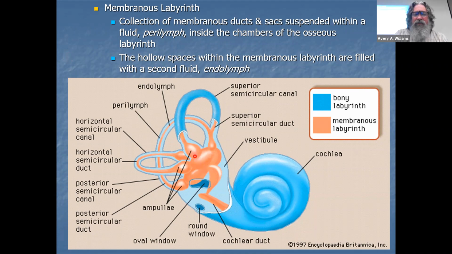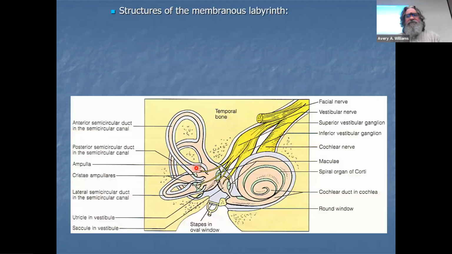So inside the brown, see, the brown is the membranous labyrinth. All this is hollow as well. And so there's fluid inside of there called endo, like within. So endolymph is inside the membranous labyrinth. Perilymph is what's surrounding the membranous labyrinth. Does that make sense? Okay.